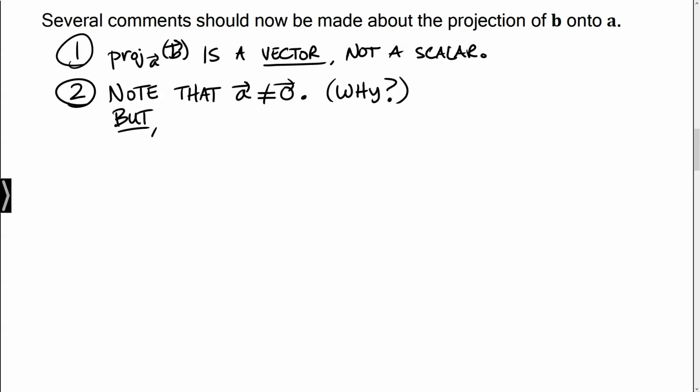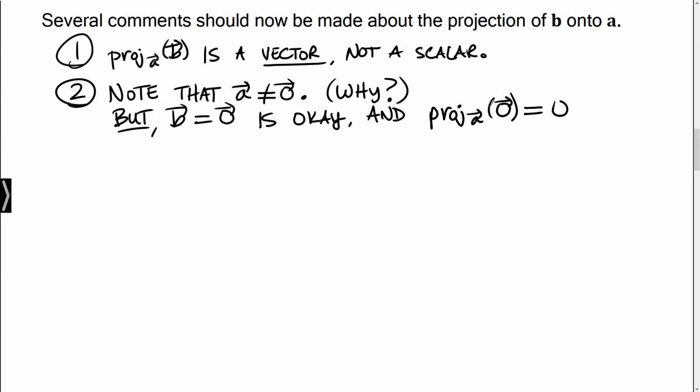But notice B equal to 0 is okay. In other words, you can find the projection of the zero vector, and in fact, it's going to be 0. Doesn't matter what you're projecting onto. So the projection of the zero vector onto any other non-zero vector is always the zero vector. And you can verify that from the formula. You should think about why that's true.